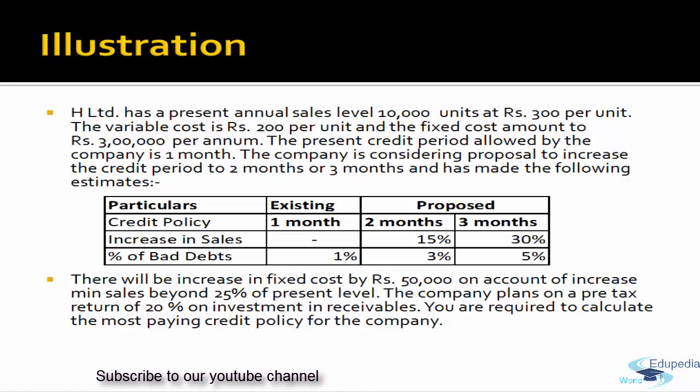The company plans on a pre-tax return of 20% of investment in receivables. Now, what does this signify? This means that if the company has not invested into receivables, the company could earn 20% by investing. So this 20% indicates the opportunity cost to the company, which the company has foregone due to investment in receivables.